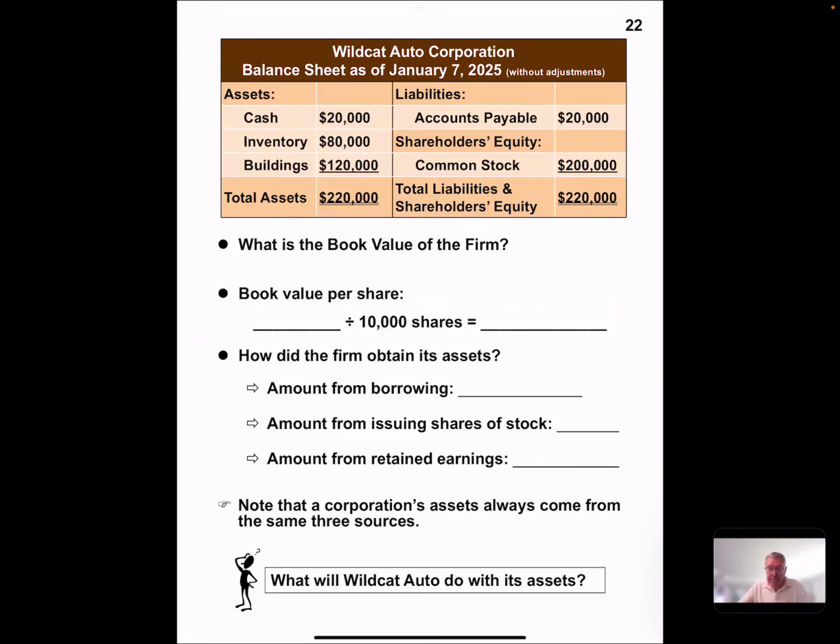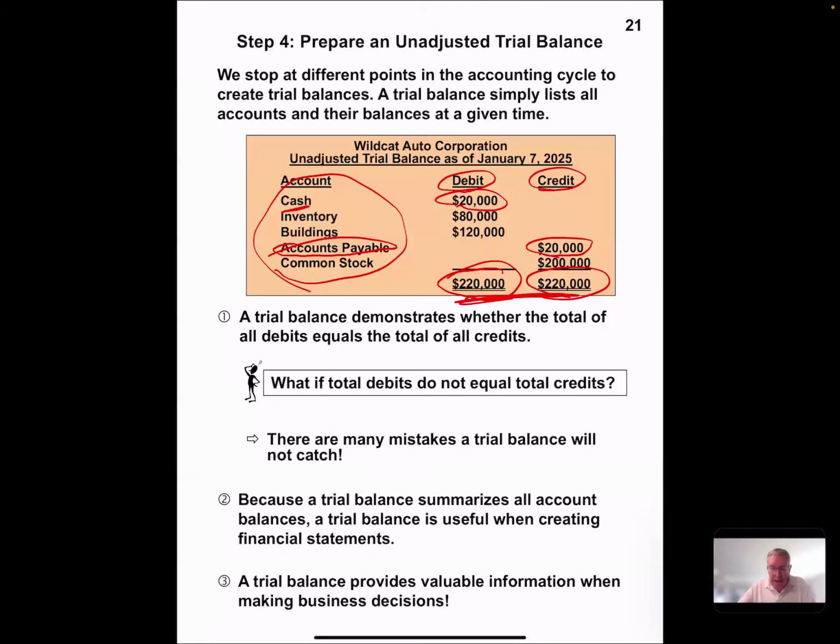All right. So let's just look at a balance sheet as of right now, the end of these 4 transactions. In the balance sheet, we list our assets, liabilities, and equity. They're the 3 sections. So we can get all this from our trial balance, right?